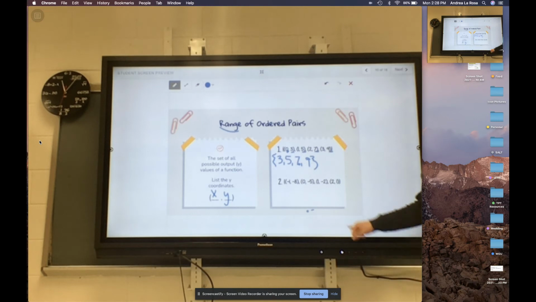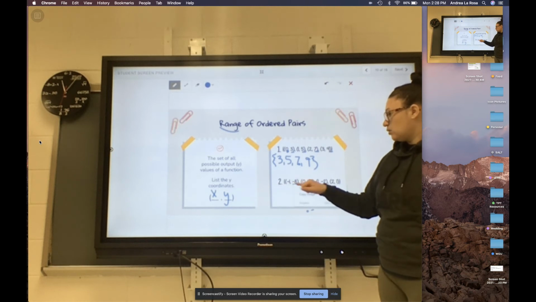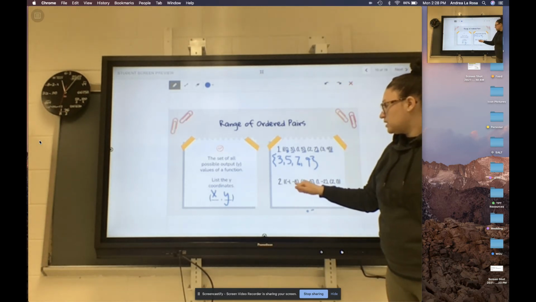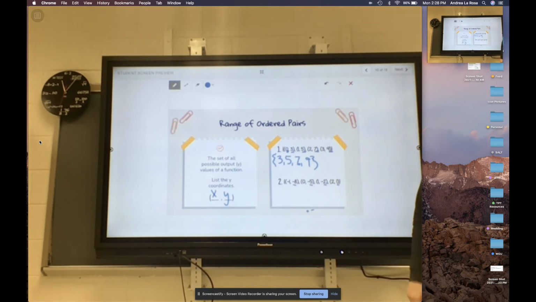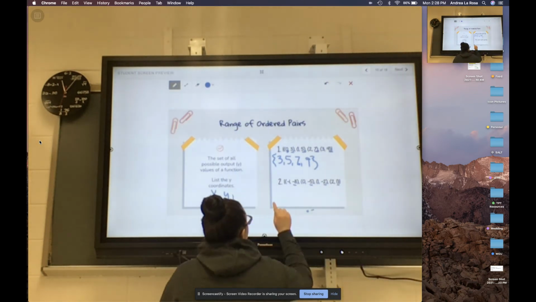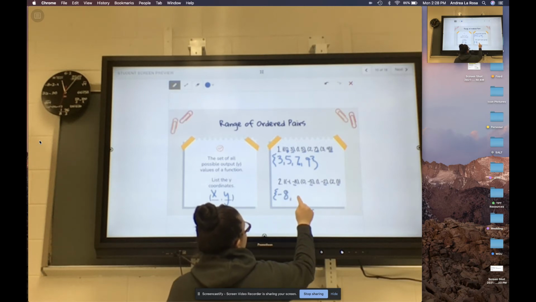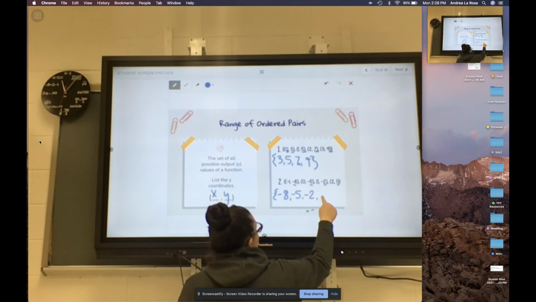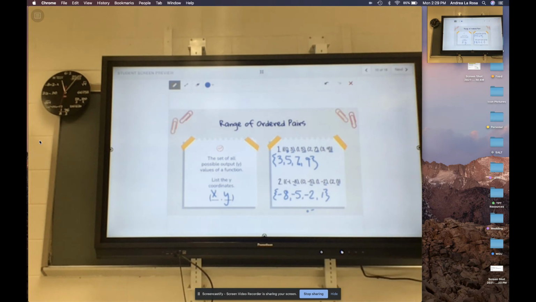Let's do it again down here. I'm only looking at the y. That's the second number in my coordinates. So it's going to be -8, -5, -2, and 1. The second number, that's my y. I'm doing the range, so I only care about my y's. So I've got -8, -5, -2, and 1. If you guys have questions, make sure you send us messages, send us emails, because we've got a test on it this week.